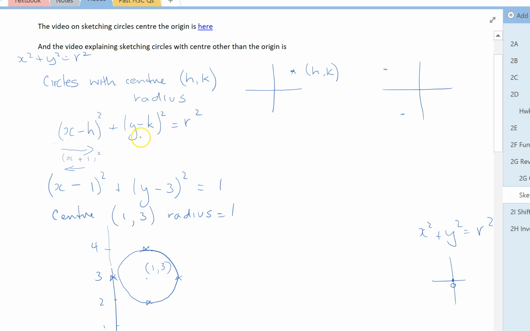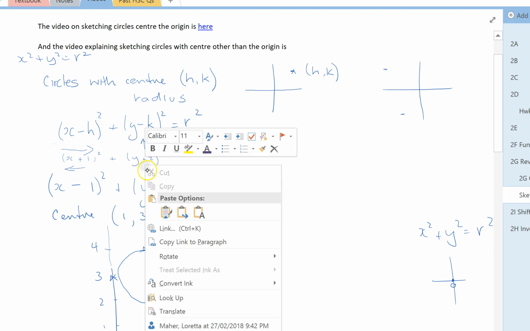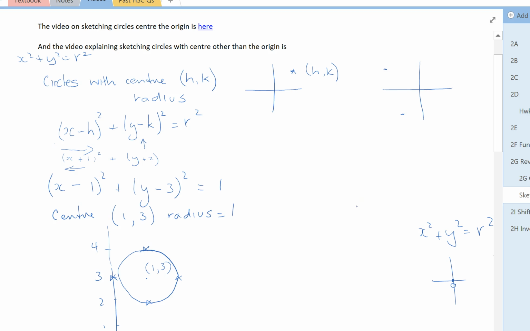The same with the y. You might think that y minus k should move the y ordinate down, but in fact it doesn't. It moves it up. And likewise, if you had y plus 2, then it's actually moved the circle down. Sorry about that. r squared stays r squared. Now understanding of that doesn't change. Let's have a look at some examples. Maybe that will help clarify anything.